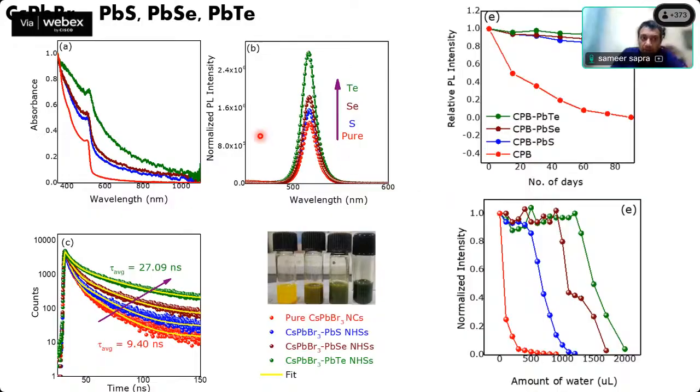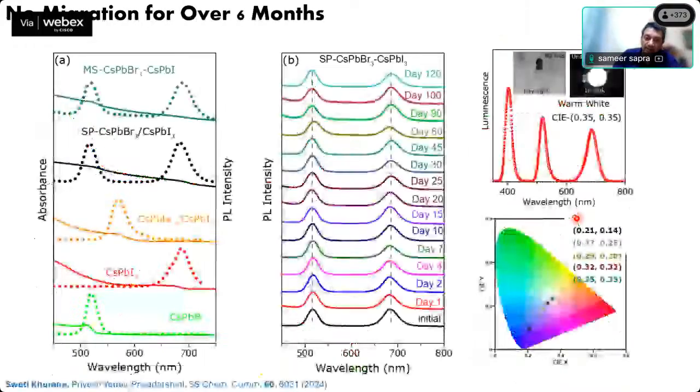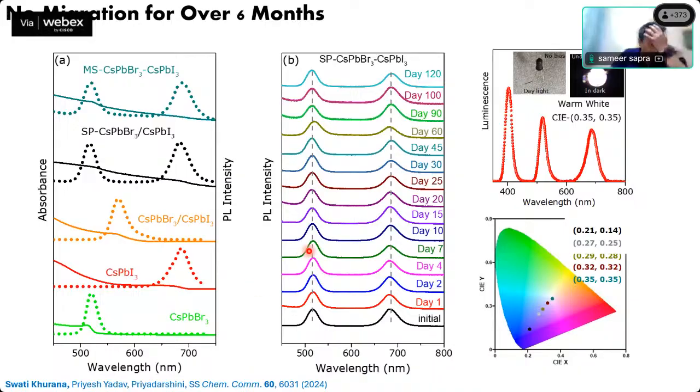So we also didn't just do selenide, but we also tried with sulfide and telluride, and saw that telluride is the one that has the most effect. So it's the most stable with water. What these things are providing is that you have a lot of vacancies of selenium and sulfur. Okay, and sorry, of the bromide and iodide.